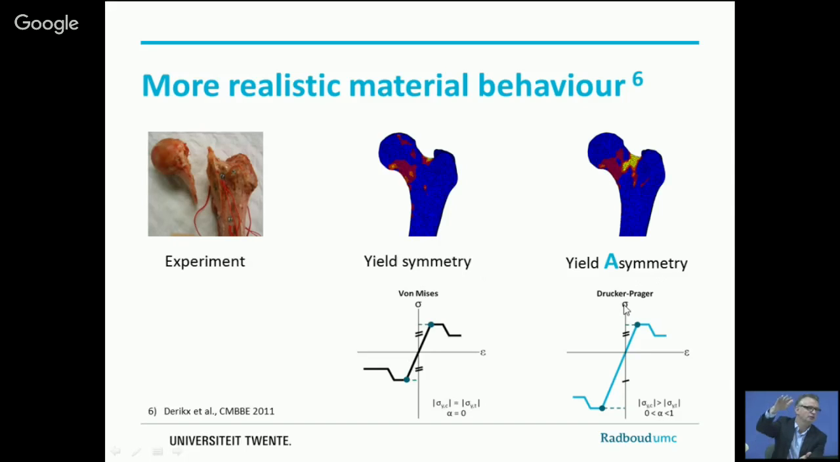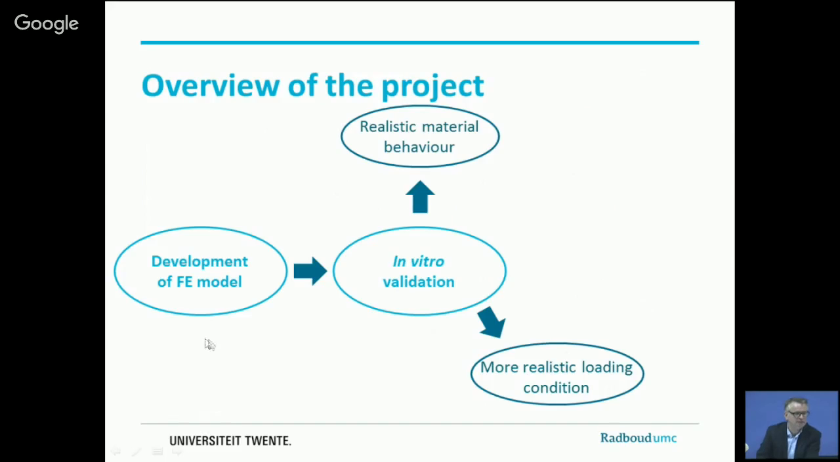Soil is, of course, also much stronger in compression than in tension. If you use an asymmetric Drucker-Prager yield criterion, you can see that the fracture looks a little bit more similar than if you use a symmetric yield criterion, because we found that a lot of bone was failing under compression, whereas typically bone fails under tension. Now you can imagine you can play around with that as an engineer to make it better. So we have a more realistic material behavior.